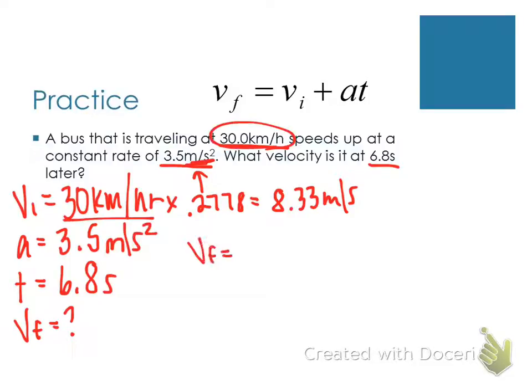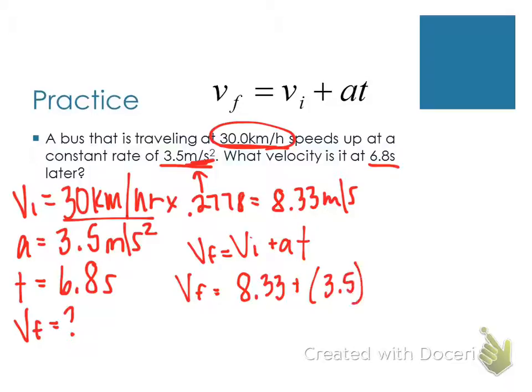So let's plug in VF equals VI plus AT. We're solving for velocity final. Our initial velocity is equal to 8.33. Our acceleration is 3.5 and our time is 6.8. So all we're doing here is solving for final velocity. So we're going to use your order of operations, right? Multiply these two first. Then we would add it to 8.33. Okay, thank you. 32.13, is that what you told me? Okay.